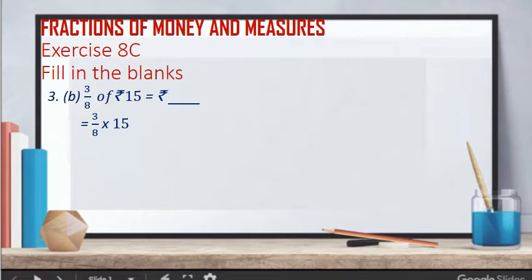3 by 8 of 15 can be written as 3 by 8 multiplied by 15, which in turn is equal to 3 multiplied by 15 upon 8, which is equal to 45 by 8. And this is an improper fraction. So when it is changed into a mixed fraction, it will become 5 and 5 by 8. So we can say that 3 by 8 of rupees 15 is equal to rupees 5 and 5 by 8.